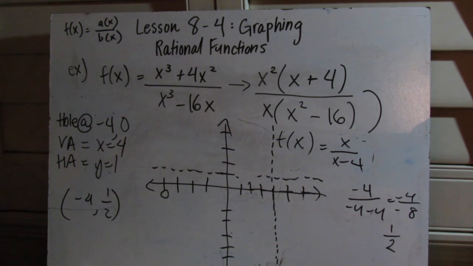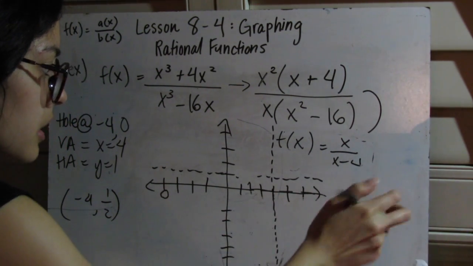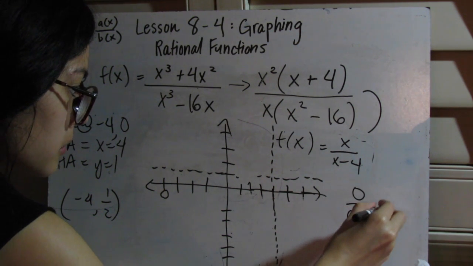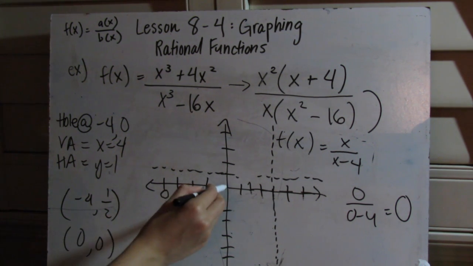Next thing we need to know is the other hole, which is at 0. If you plug in 0 into the new equation, you get 0 over 0 minus 4, or just 0. So 0, 0 is our other hole. So you can go ahead and plot that as well.